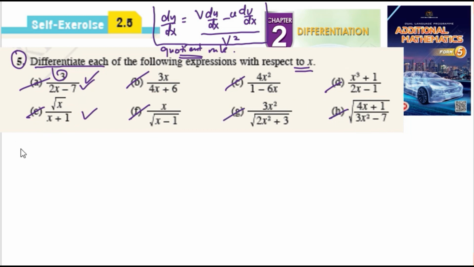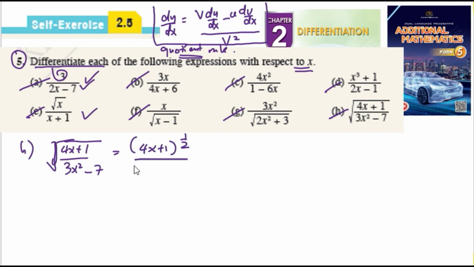Now h is the square root of 4x plus 1 divided by 3x squared minus 7. When you have a square root here, it means that we have 4x plus 1 to the power of half here, and this one would be 3x squared minus 7 to the power of half. See? So this one is our u, this one is our v.